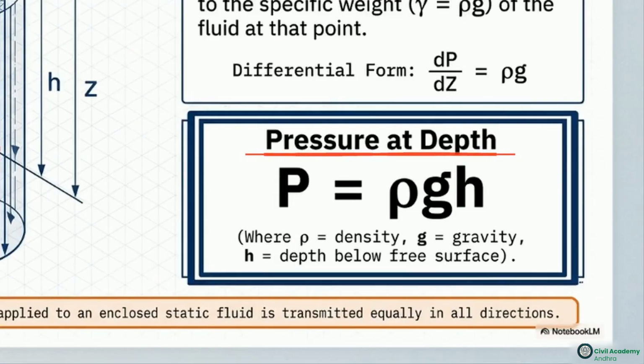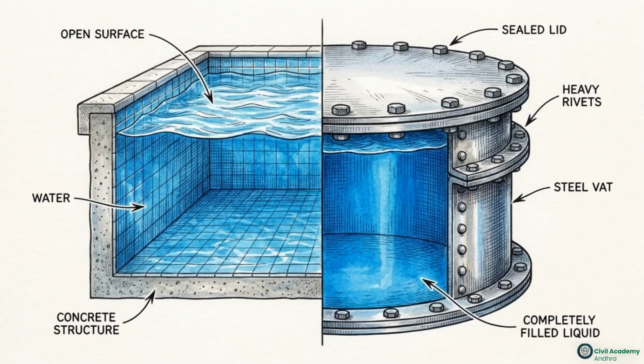The pressure at any given depth is the fluid's density times gravity times the vertical height of the fluid column above it. P equals rho g h. But water in a pool is open to the air. When you trap a fluid inside a closed container, the rules shift.